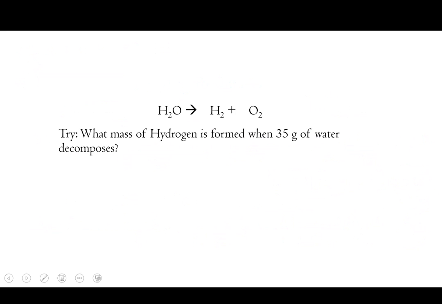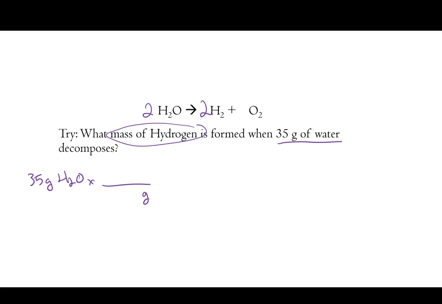Last example here, start with a balanced reaction. I have 35 grams of water. I want to know what mass of hydrogen, mass means grams. So 35 grams of water. Cancel grams of water. I can go to moles of water next. So 1 mole is the mass off the periodic table, 18.2 grams. Then I have to cancel moles of water.